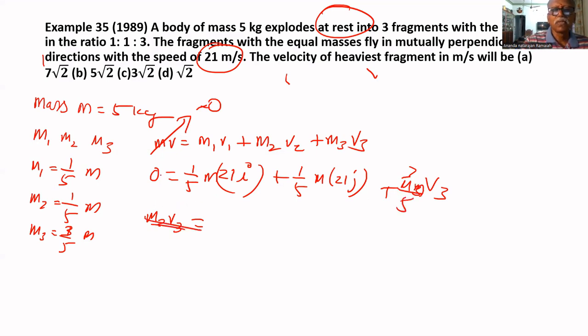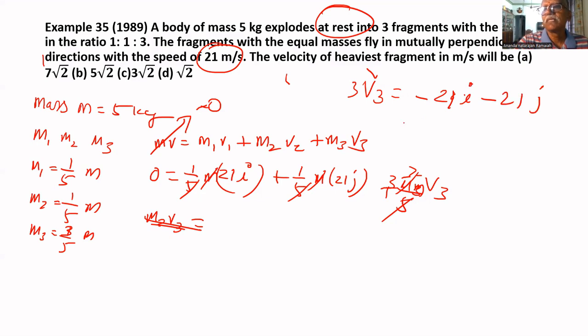So left side 0. That's why this 5 is getting cancelled. M is also getting cancelled. 3m, M also getting cancelled. Therefore, 3V3 equal to minus 21I minus 21J. Therefore, V3 equal to minus 7I minus 7J.